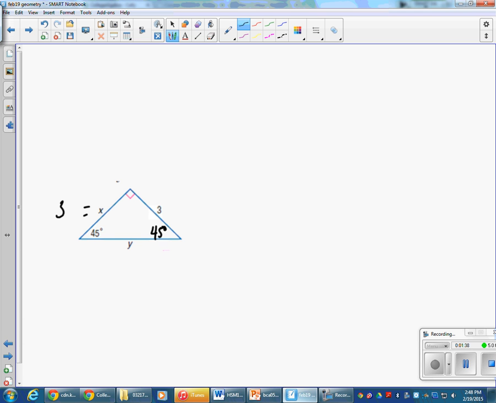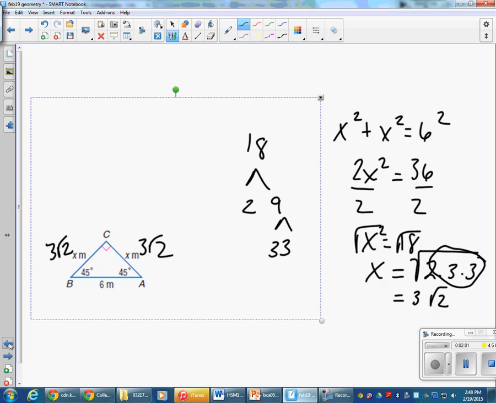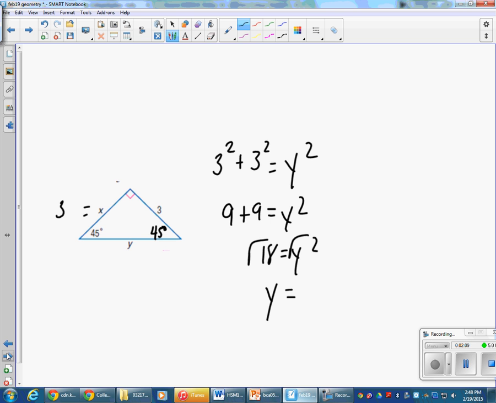So x will be 3, and for y, you can either follow the pattern, or you can do the Pythagorean theorem. 3 squared plus 3 squared equals y squared. So that'd be 9 plus 9 equals y squared. So 18 equals y squared, and then you take the square root of 18. We just did that on the other page. The square root of 18 is 3 square root of 2. So my answer over here, when the two legs are 3, the hypotenuse is 3 square root of 2.